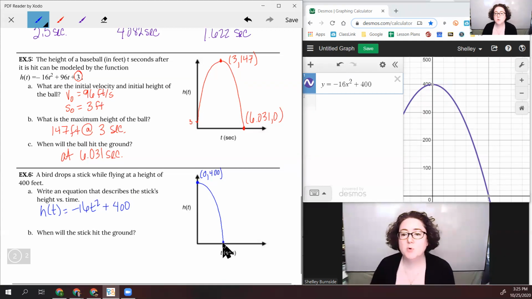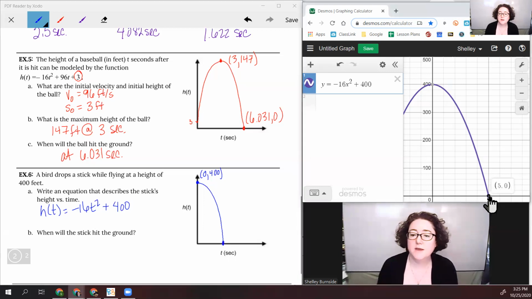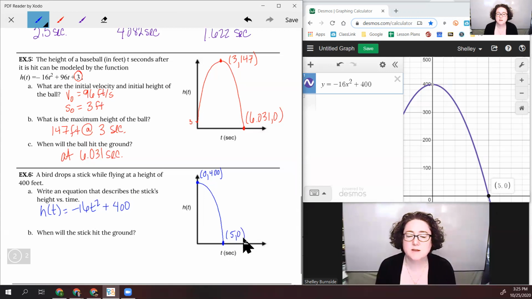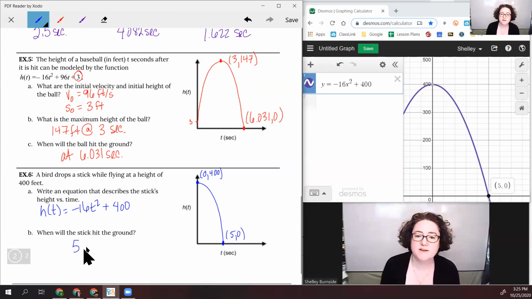Okay, so we know our top point is going to be 400. That's when the bird dropped the stick. And then our x-intercept is at 5. So that means when will the stick hit the ground? At 5 seconds.